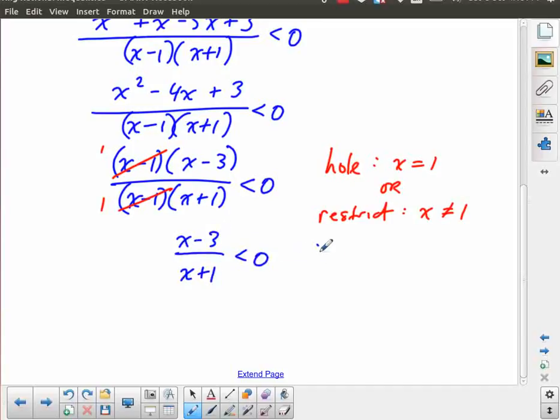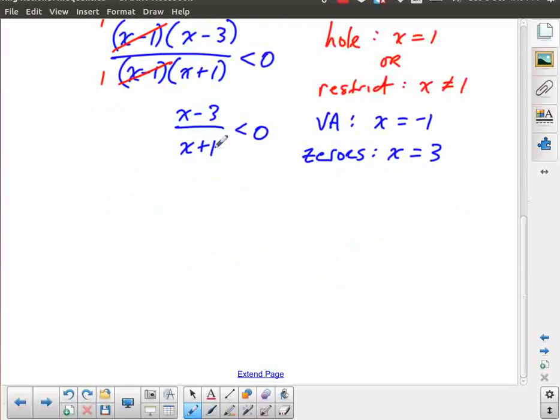And from here, my vertical asymptote is at x equals negative 1. And my zeros, I only have one of them, and that occurs at x equals 3. So my interval table only has to have these two numbers on it. And so when you're setting up your interval table, you need one column for your factors, and then you need vertical lines for these two features. So there are two of them here, so I need 3 more columns. That means I need 4 columns in total. So 1, 2, 3, 4.